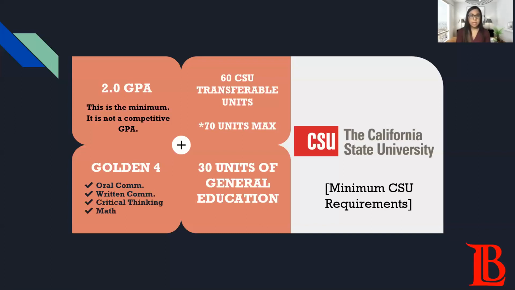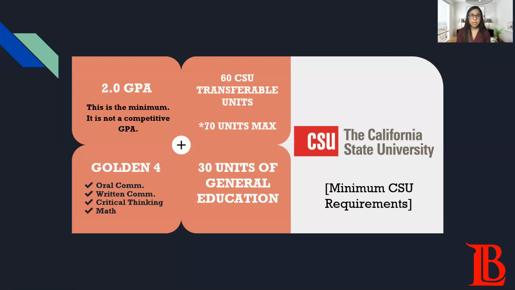And then there's this thing called the Golden Four. This is really important, which is also listed on your Plan B. This falls under oral communication, written communication, critical thinking, and math. I'll go over this a little bit more in depth on the next slide, just to give you an idea of what these classes are all about. And lastly, it says that we need 30 units of general education. Again, that's still part of the Plan B or Plan C if you plan to go that route too, that you're going to get those units from.